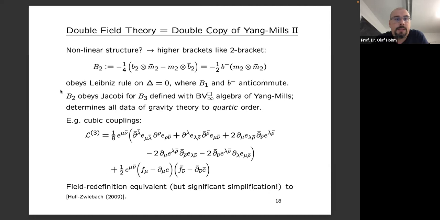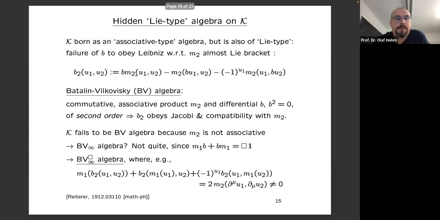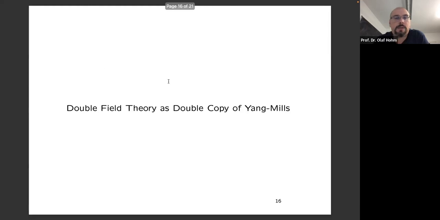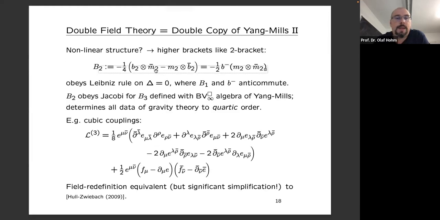So that can be done as well. So the nonlinear structure first requires a higher bracket, like a 2 bracket. So there's a B2, which works, which is just given by this expression here. So we had the little B2, again, defined on the Yang-Mills side. So there's this Lie type bracket on the Yang-Mills side. And then there's the M2, the associative type product of the C-infinity algebra.